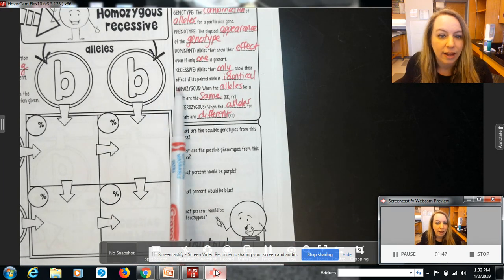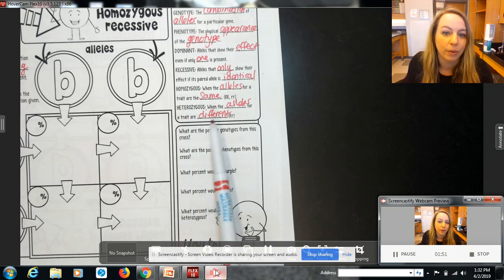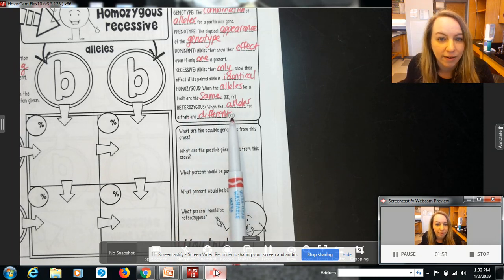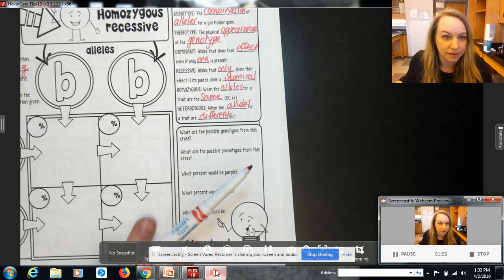Heterozygous means that the two alleles are different. So for example, big R, little r. Big R is big, little r is little, they're different, so they're heterozygous.